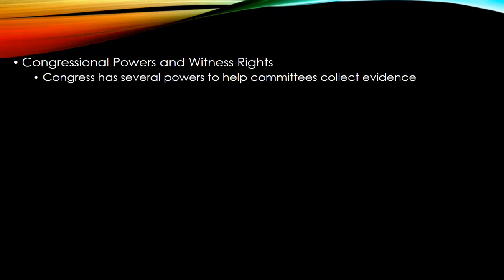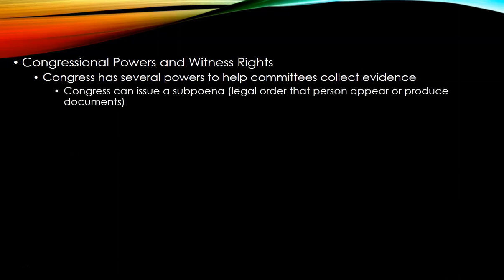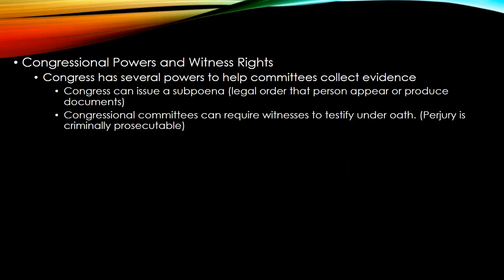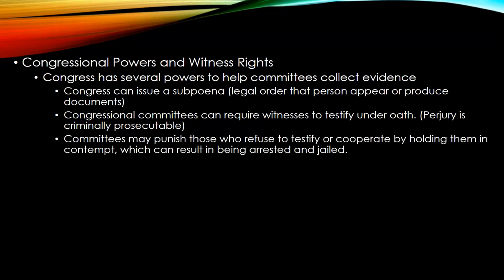Congressional powers and witness rights. Now, Congress has several powers to help committees collect evidence. Congress can issue a subpoena, a legal order that a person appear or produce documents. Congressional committees can require a witness to testify under oath, and perjury, or lying under oath, is criminally prosecutable, meaning you can actually go to jail for it. Committees may punish those who refuse to testify or cooperate by holding them in contempt, which can result in them being arrested and jailed.